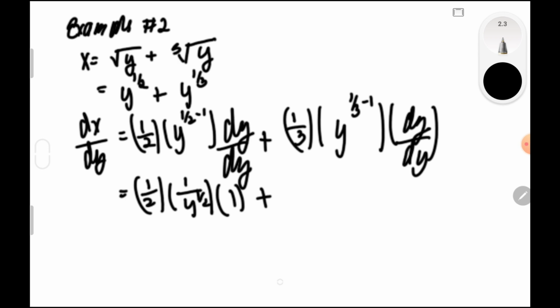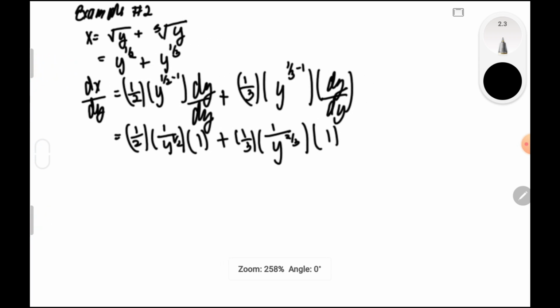But with respect to x, it would be y prime. But since it is with respect to y, it is 1, multiplied by 1/3 multiplied by 1 all over y raised to 1/3 minus 1, which is 1/3 minus 3/3, is 2/3, multiplied by our dy over dy, which is 1. So by further manipulation of this equation, we will add them.